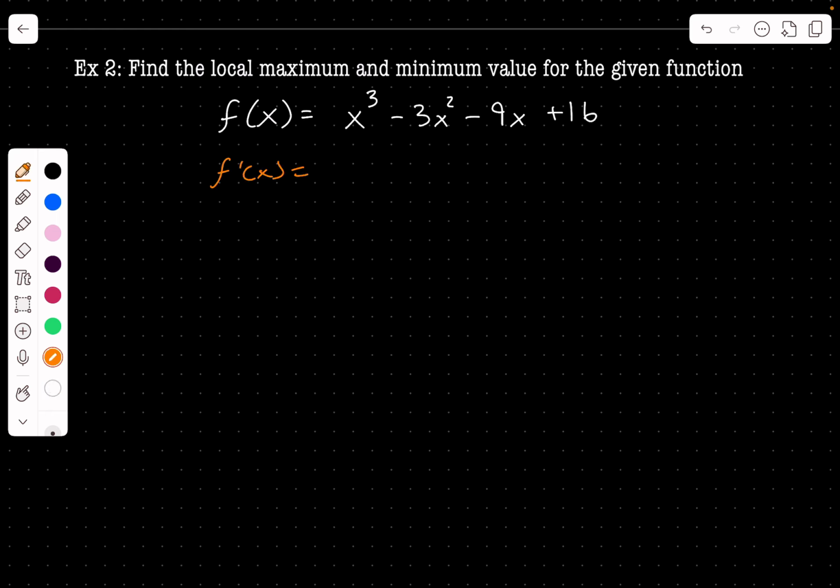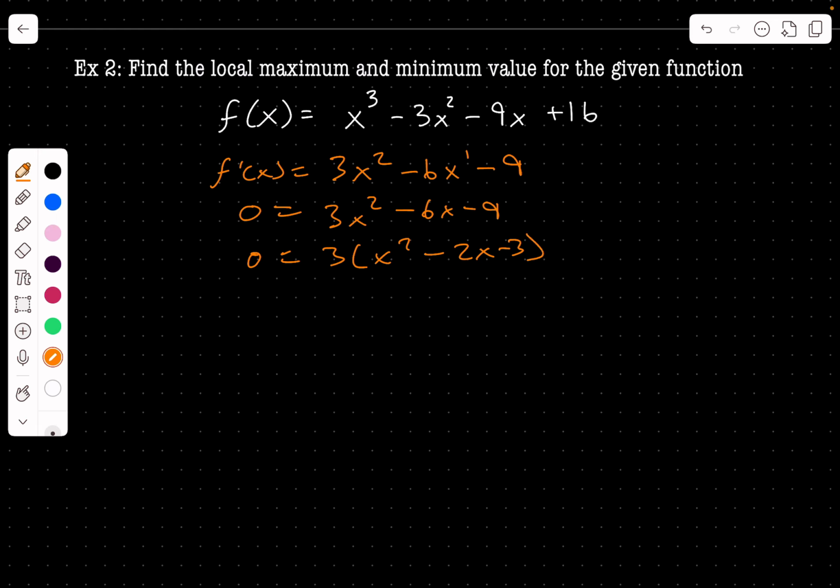So we're going to just find the derivative, 3x squared minus 6x minus 9. Set it equal to 0. Then we're going to pull out our greatest common factor. Our greatest common factor is going to be 3. Then we're going to factor it. We're going to get x minus 3 and x plus 1.